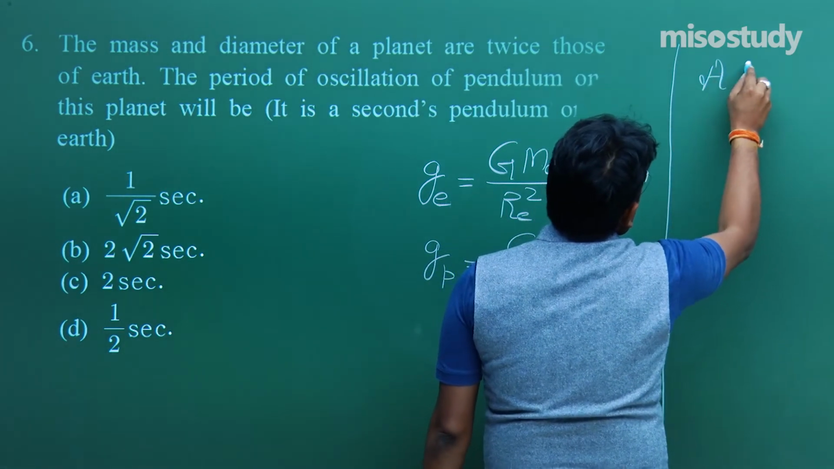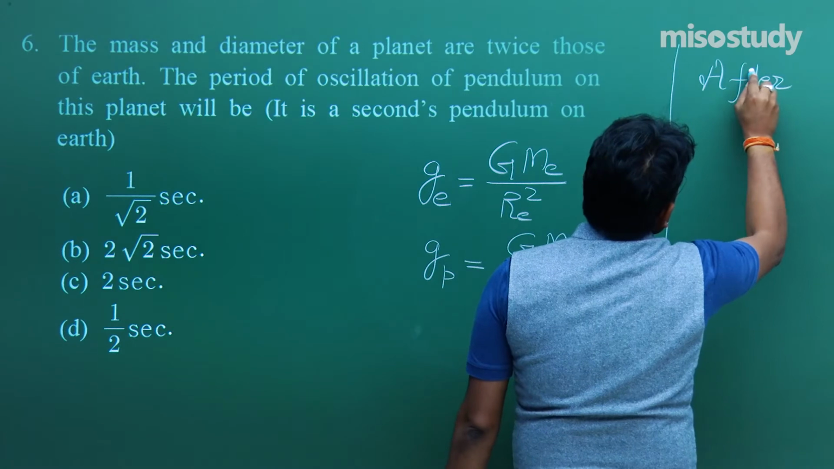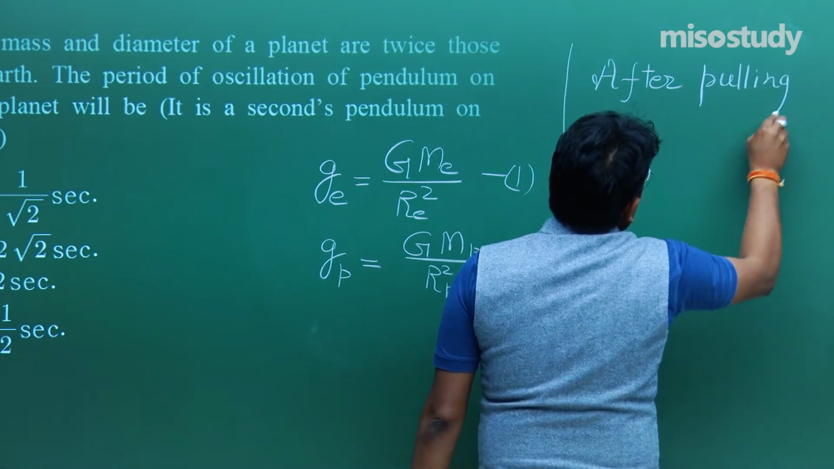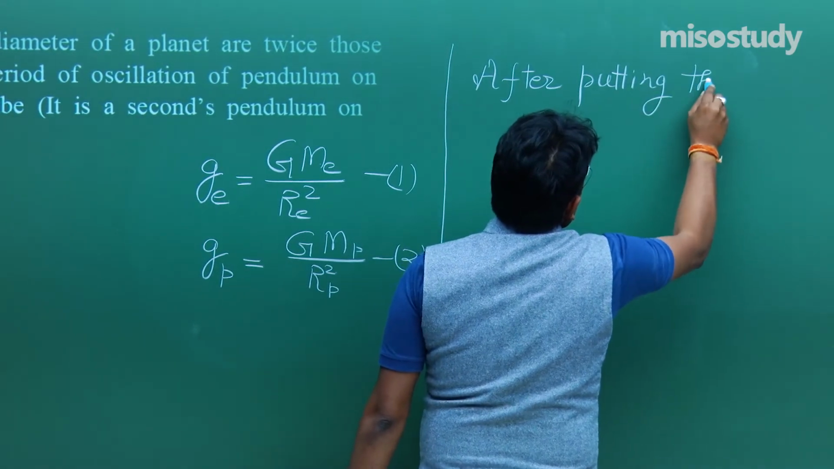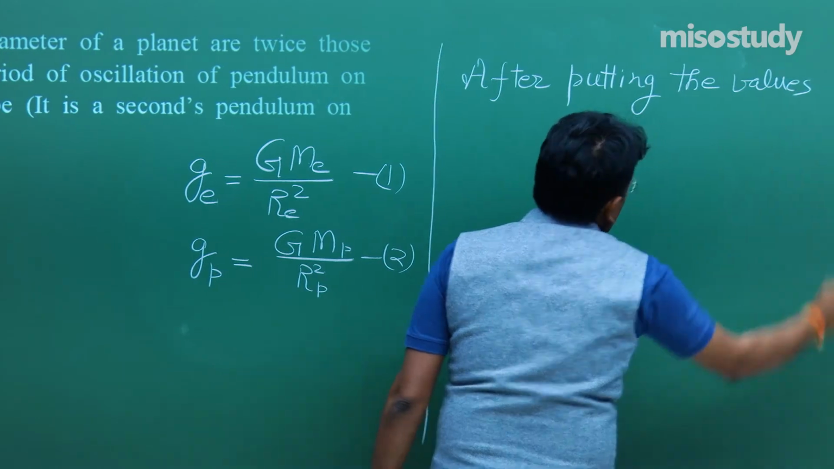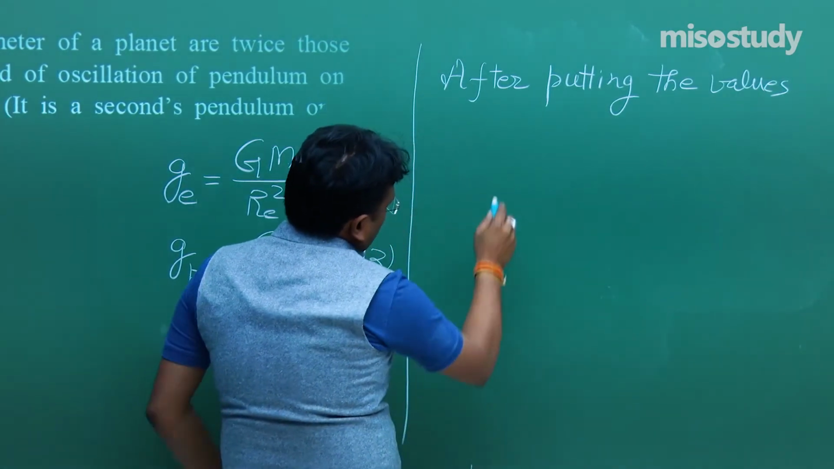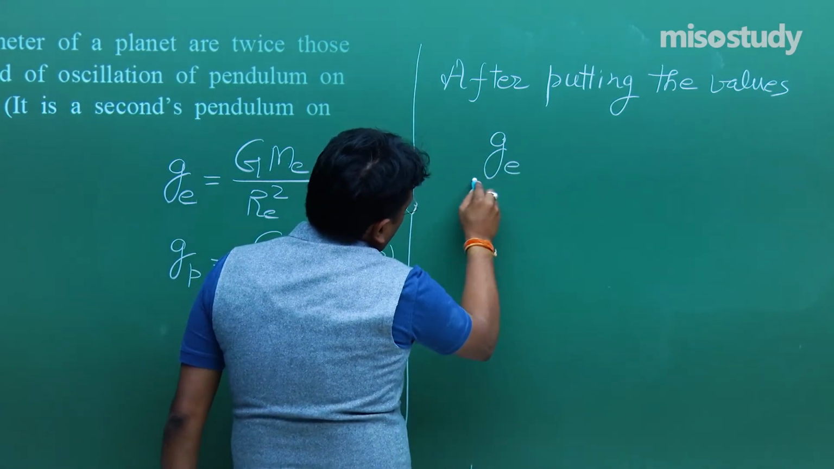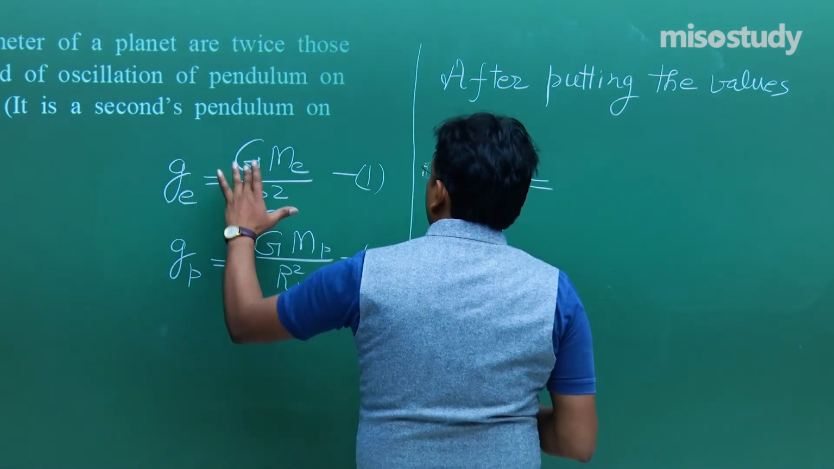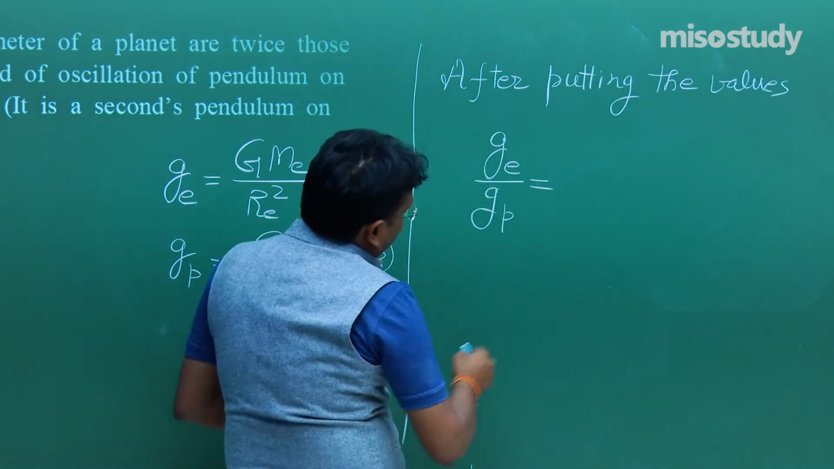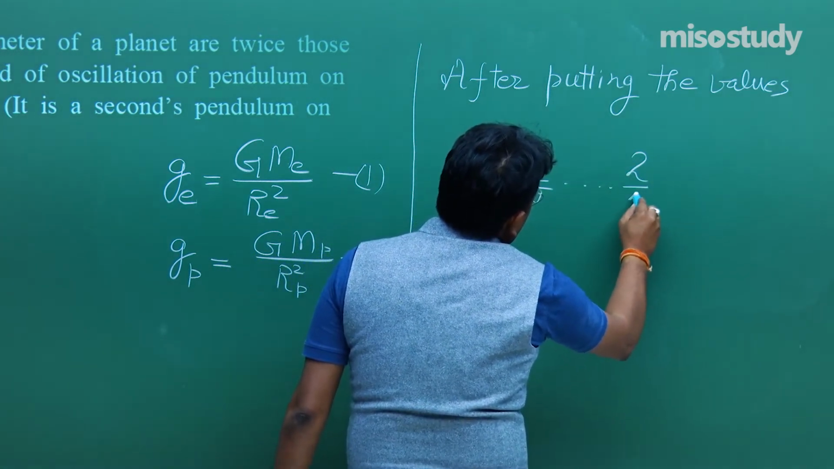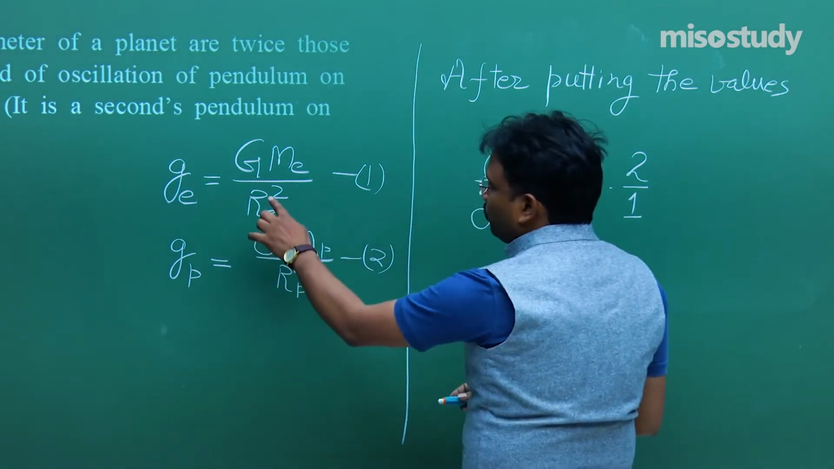After putting the values, G earth upon G planet. Fine, directly I can use this, capital G is cancelled. So once you solve it, you can say it is 2 by 1. How can you say 2 by 1?